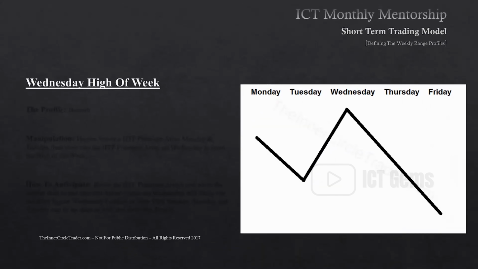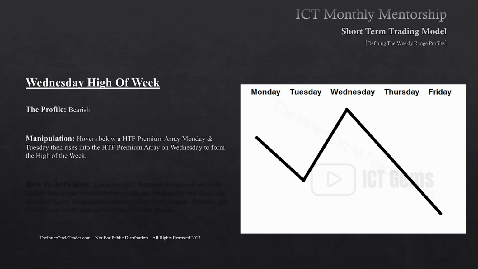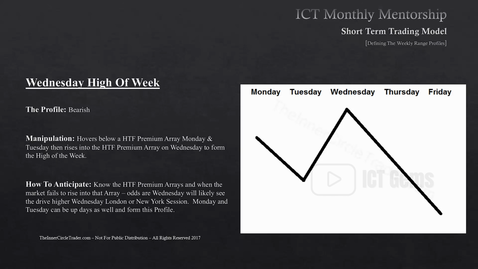The next one is the Wednesday high of the week. This profile is generally bearish. You're already looking for lower prices. And the manipulation you're expecting is when price is hovering below a higher time frame premium array Monday and Tuesday, then rises into that higher time frame premium array on Wednesday to form the high of the week. You anticipate this by knowing the higher time frame premium arrays, and when the market fails to rise into that array, odds are Wednesday will likely see the drive higher, in Wednesday's London Open and/or New York session.